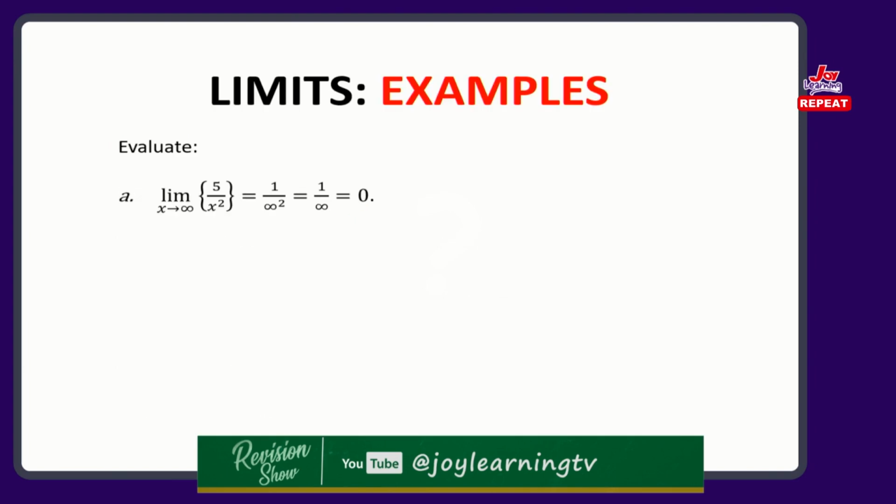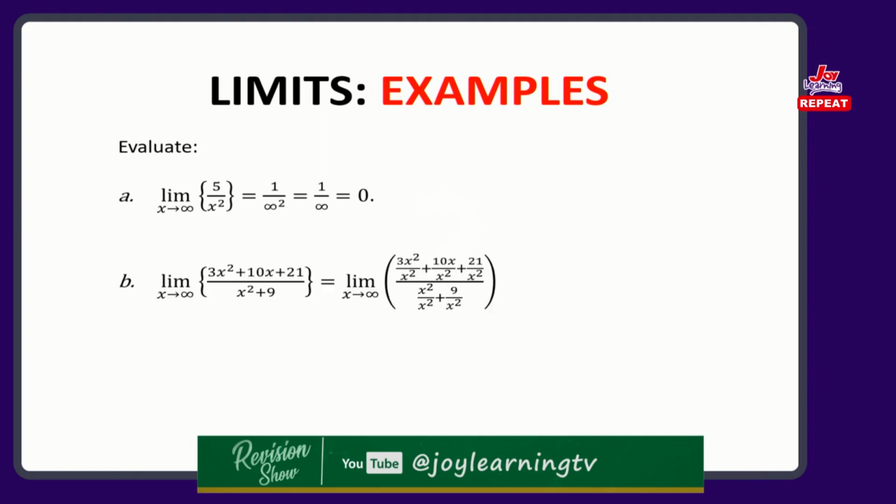Okay, at this point, I'll give you a few examples. So the limit of 5 on x squared as x tends to infinity. If we substitute x with infinity, infinity squared will simply be infinity. And 1 over infinity is really nothing, 0. So we have 0 there. Just that simple. As x increases and becomes extremely large, that whole function becomes very close to 0. It's asymptotic to 0.